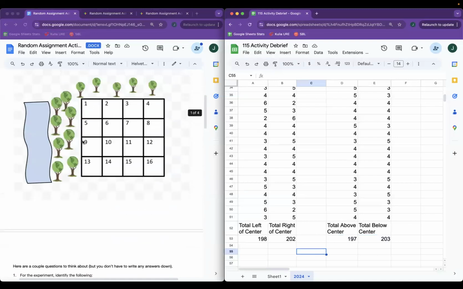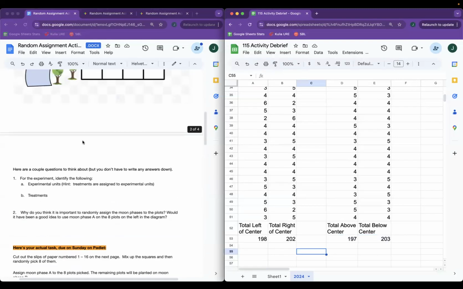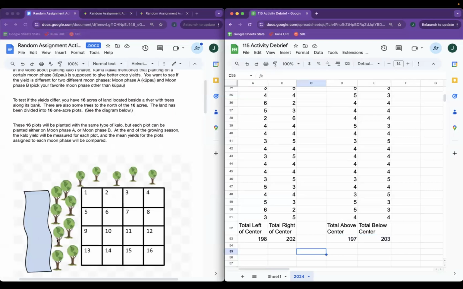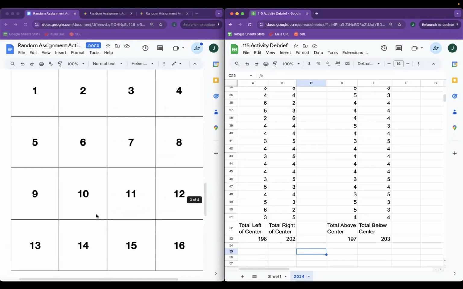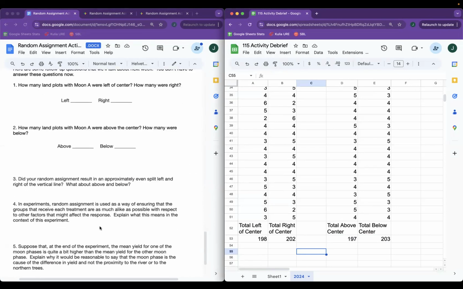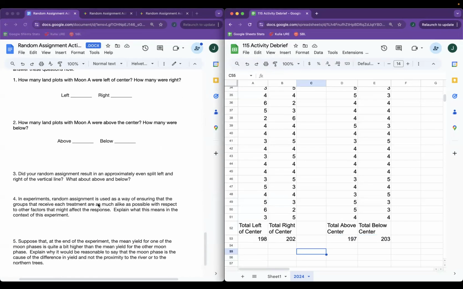the other confounding variable would be the water here on the left, or maybe these trees at the top, right? So those are two things that we should be aware of. So in the context, we want them to be as much alike as possible. Much alike means in relationship to where they are located to the river or to the trees.